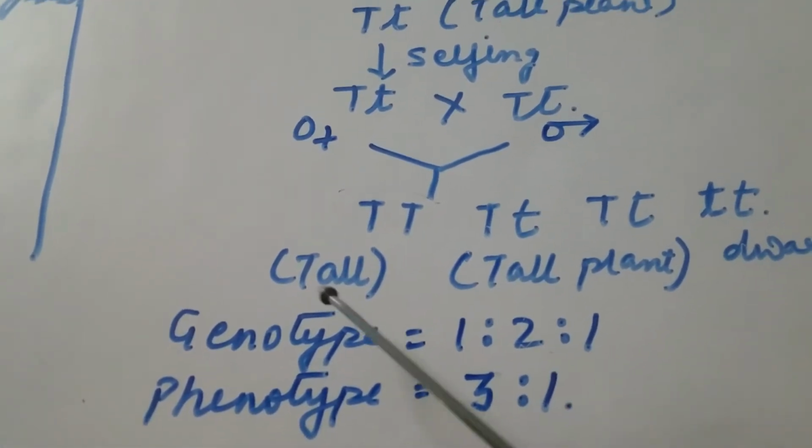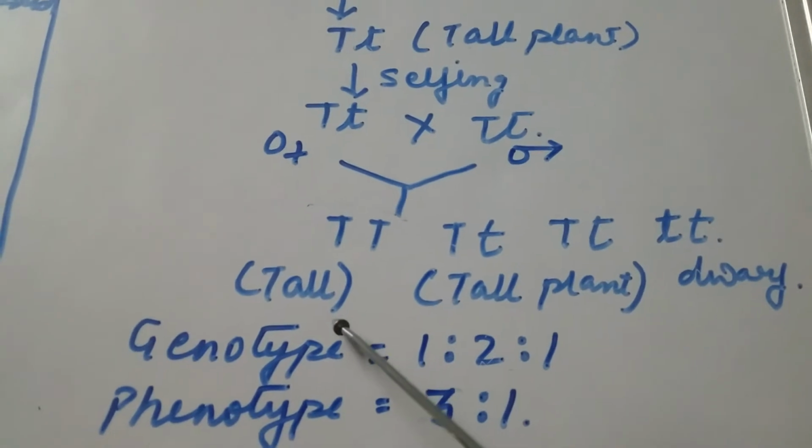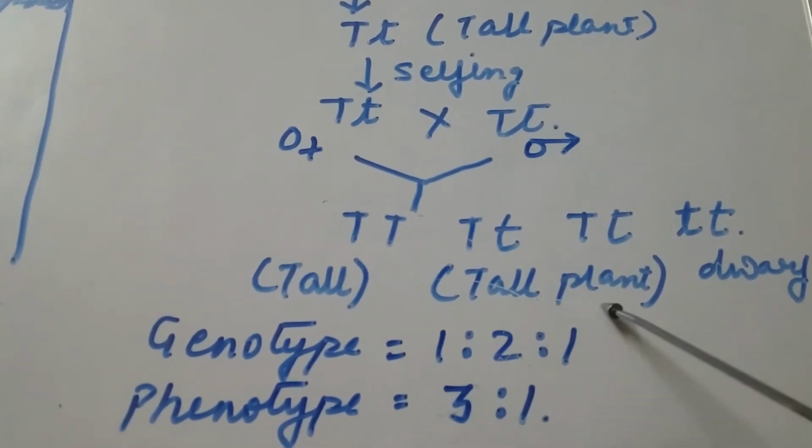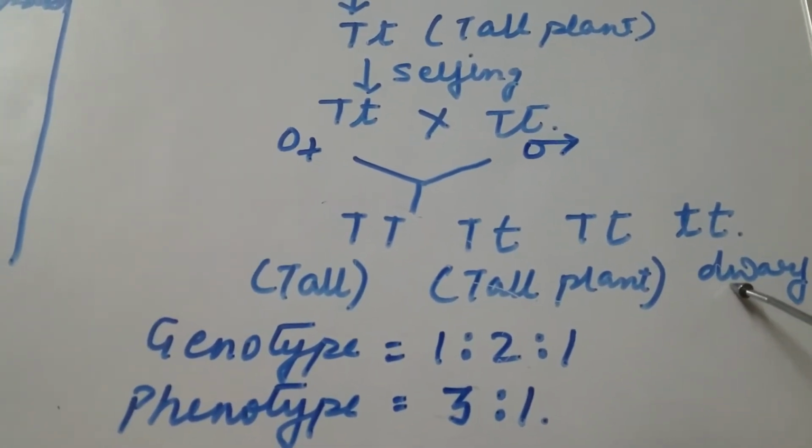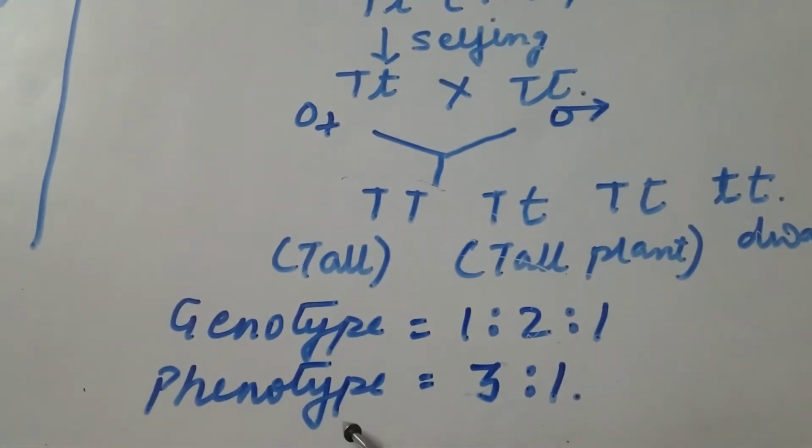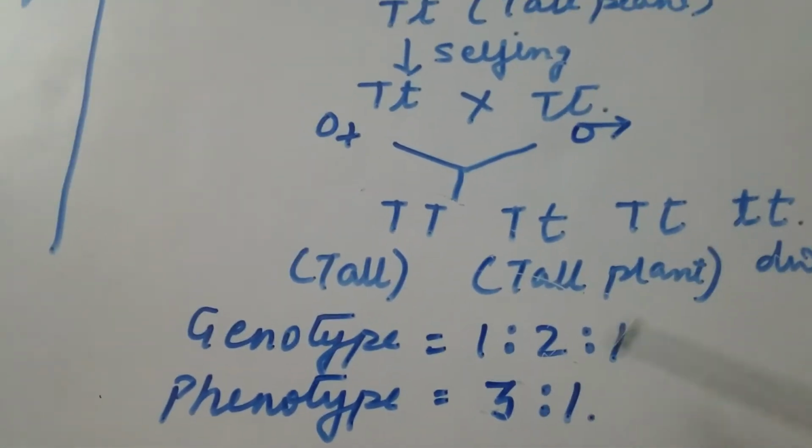1:2:1, whereas if we consider the phenotype, then there are 3 tall plants and 1 dwarf plant, and thus the phenotypic ratio comes out to be 3:1.